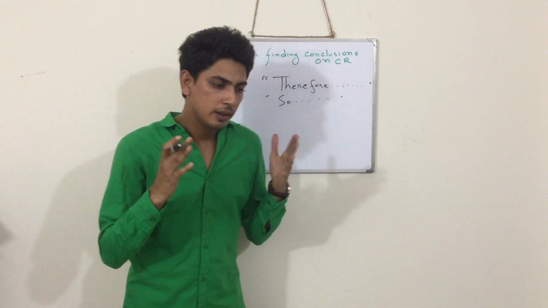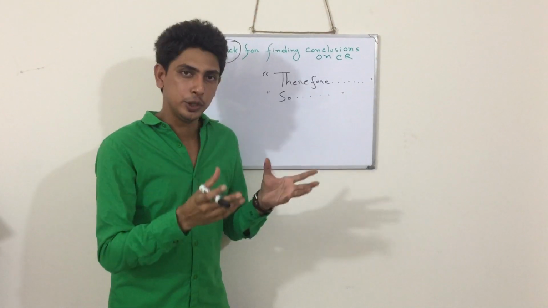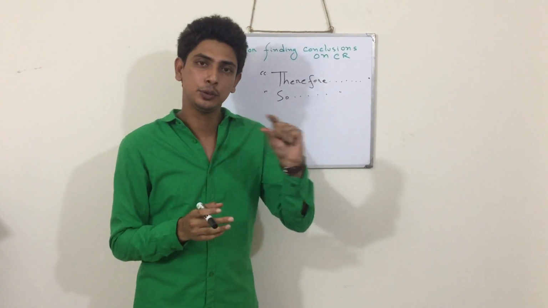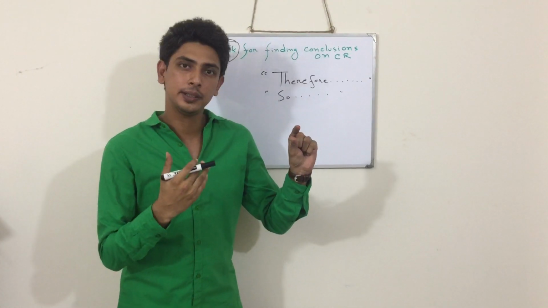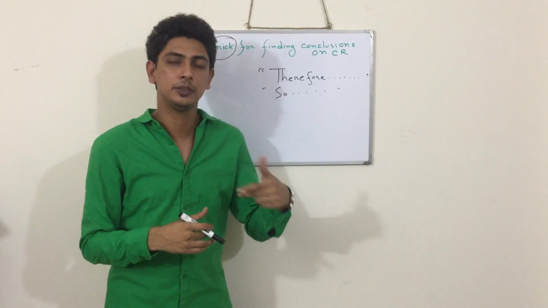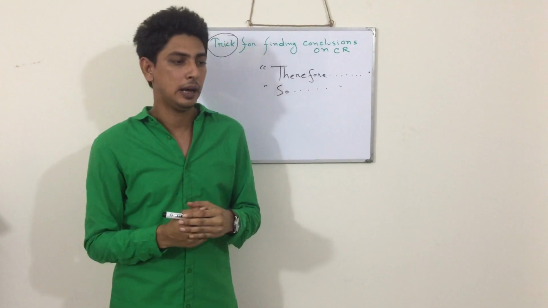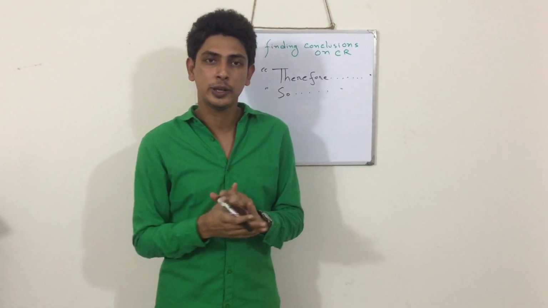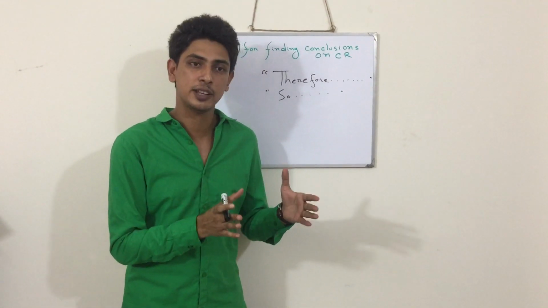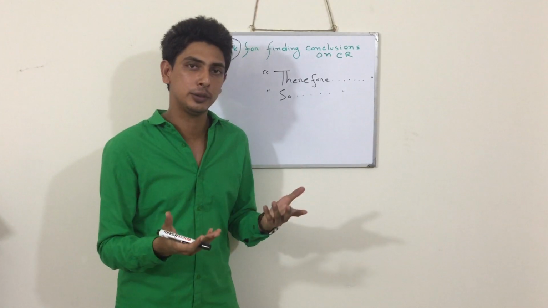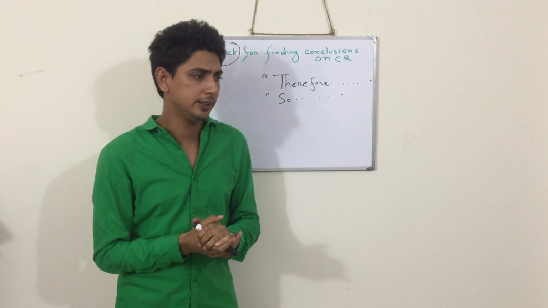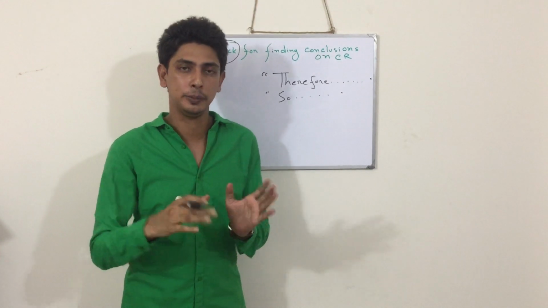Now, suppose there is a question in the critical reasoning section where there is a sentence in isolation. If there is a sentence in isolation, then how can you say whether this is background, or premise, or conclusion? Now, I'll tell you one of the tricks that I personally find very intriguing and very effective to find out the conclusion. Let me give you an example to make it easier for you.